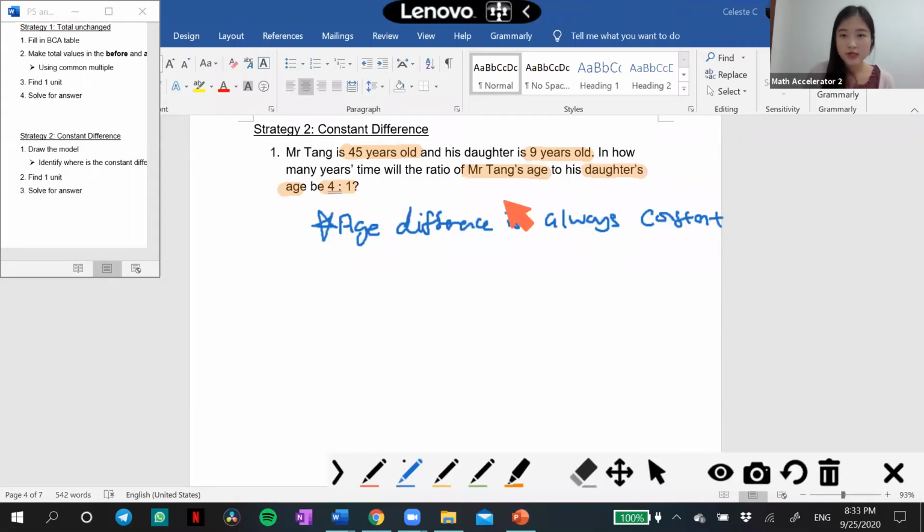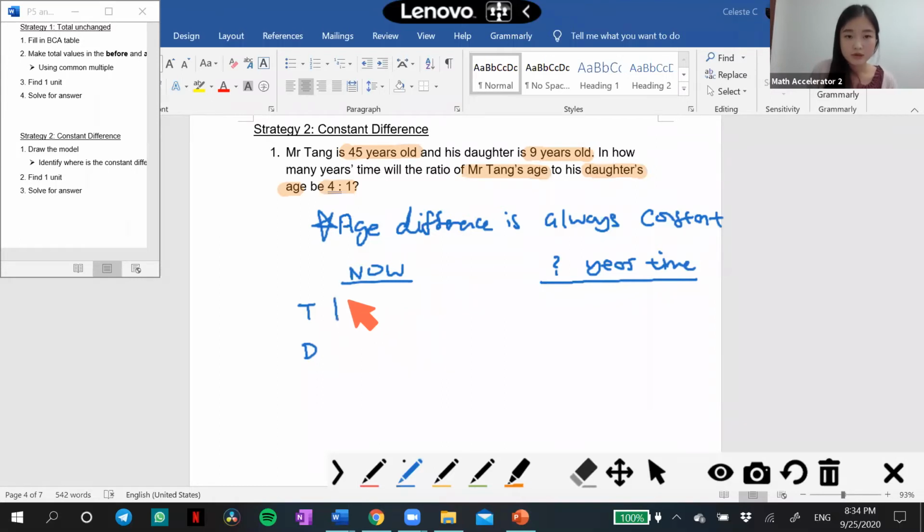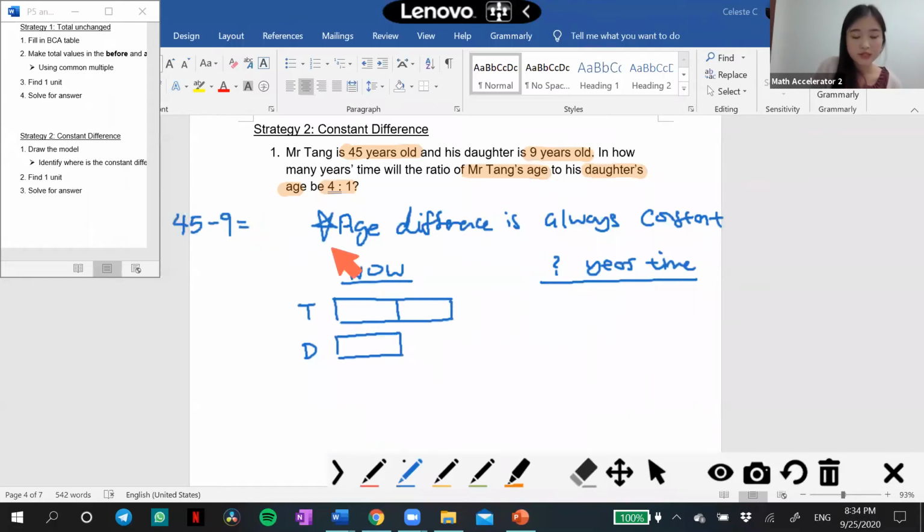Okay, so let's try this question. Now and in how many years' time? Right, so for now, Mr. Tang is older than the daughter. By how much? What is their age difference? 45 minus 9. So the age difference is, okay, 36, thank you. So fill it in, 36.